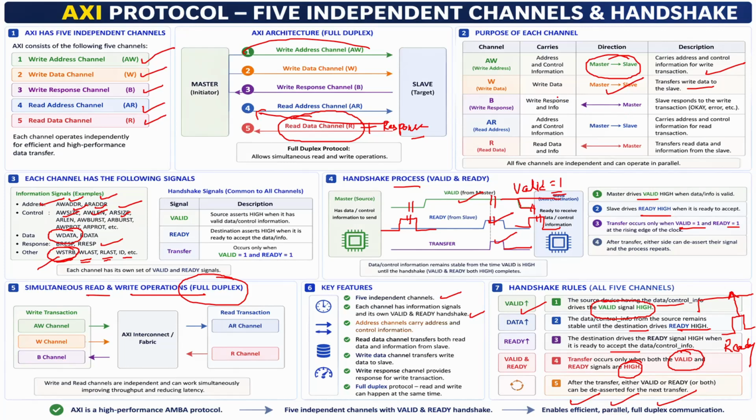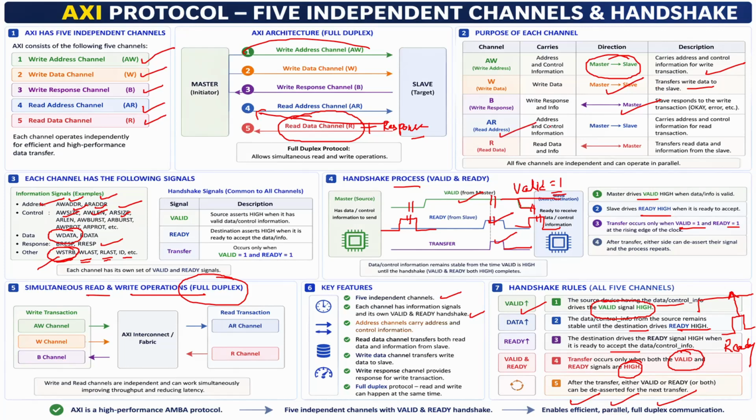And then the write response channel gives the response. Okay. It gives either an okay response or an error. Error means you received invalid data. And then the AR channel, the read address channel.